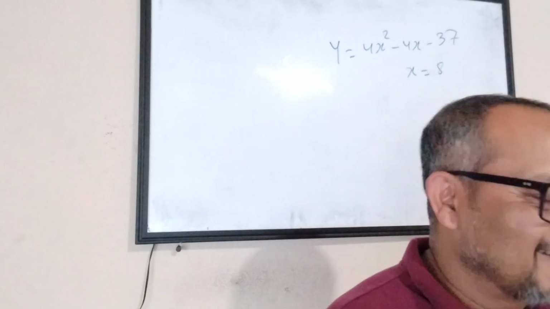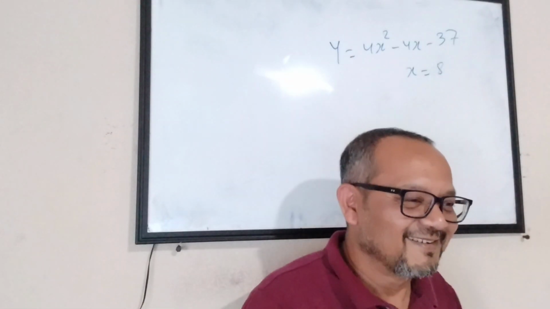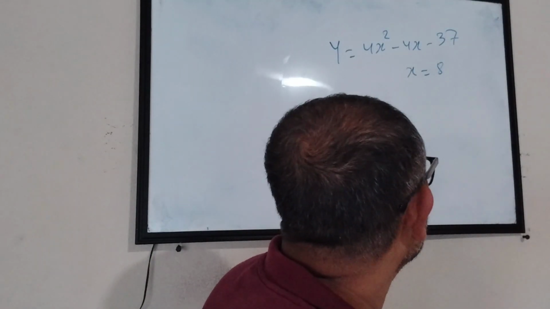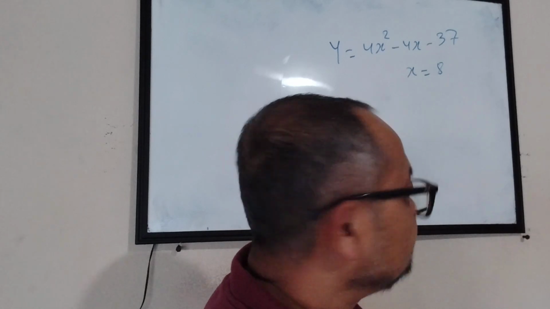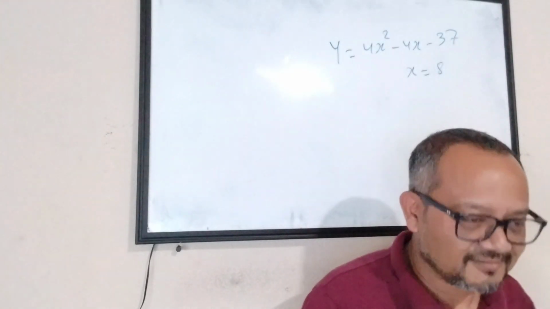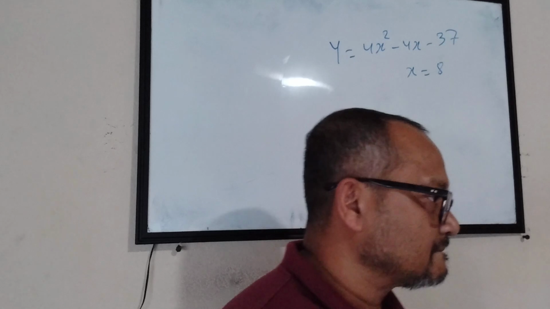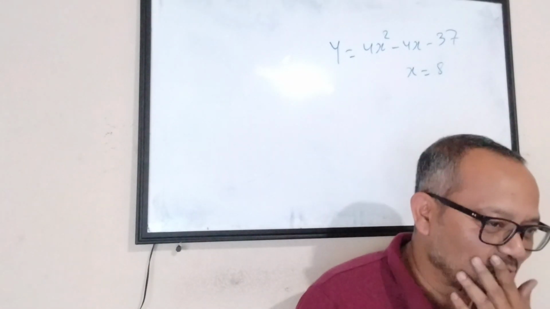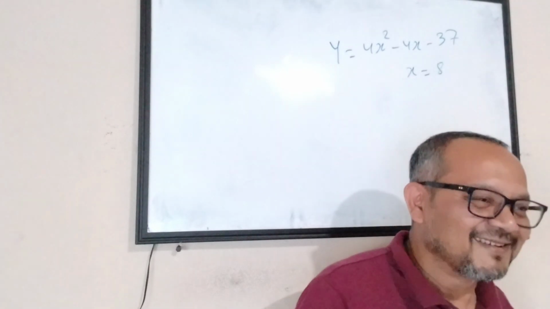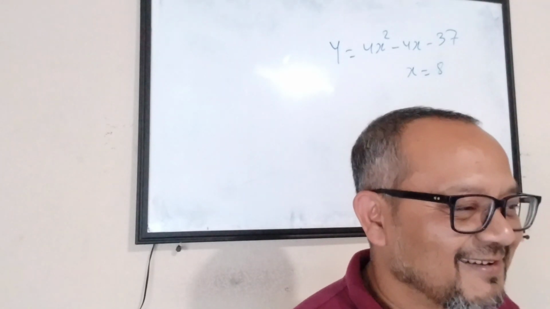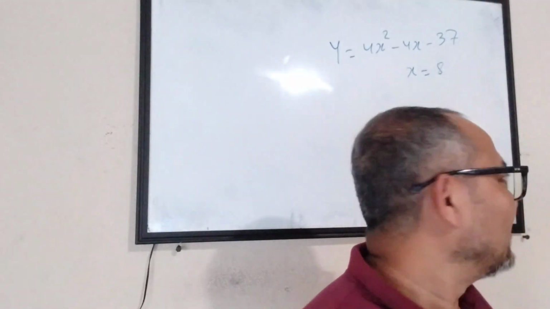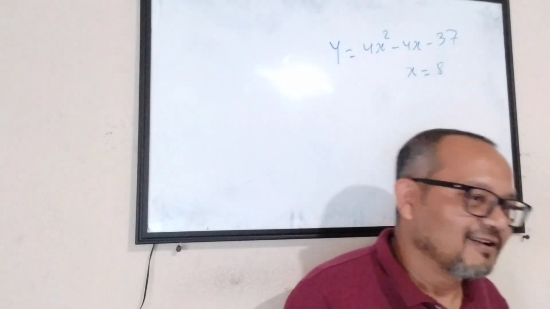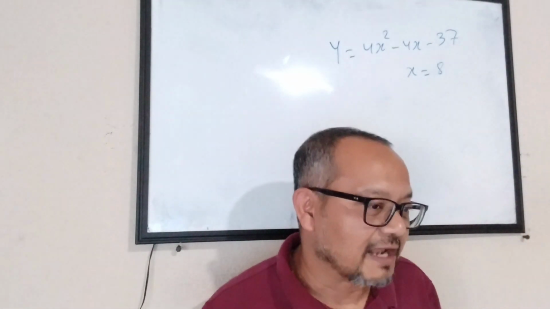Yeah, so the first thing I did, since x was 8, I did x squared, which is 64, and then I multiplied that by 4, which is 256. And then I did the other side. 4 times 8 is 32. I added 32 plus 37, which is 69. And then I subtracted 256 minus 69 to get 187. So that is the calculation part of it.